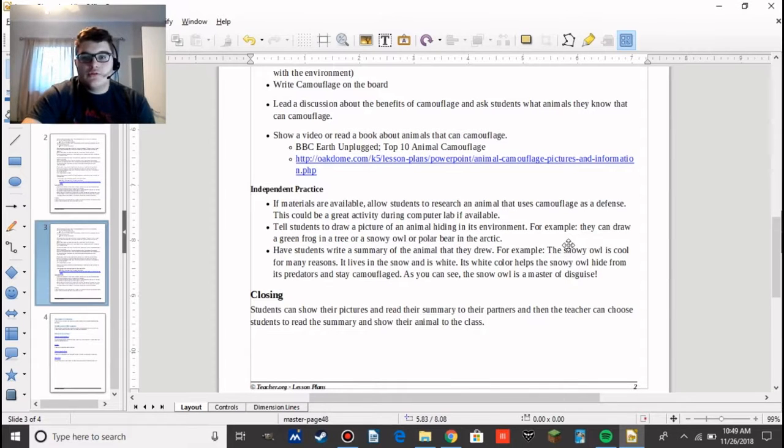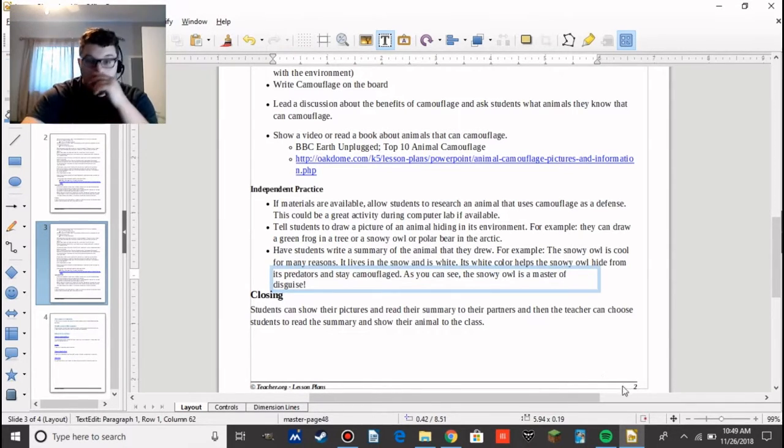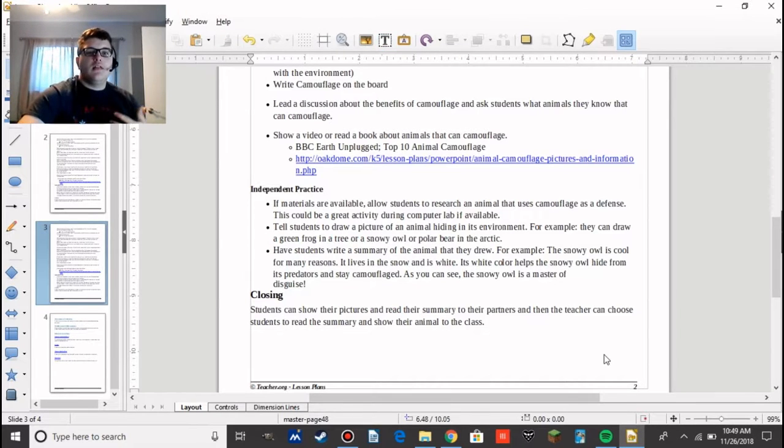For example, the snowy owl, as put here. The snowy owl is cool for many reasons. It lives in the snow and is white. Its white color helps the snowy owl hide from its predators and stay camouflaged. As you can see, the snowy owl is the master of disguise. So this would allow the students to all input a little bit in there. And you can have one of the students step up and read the summary.